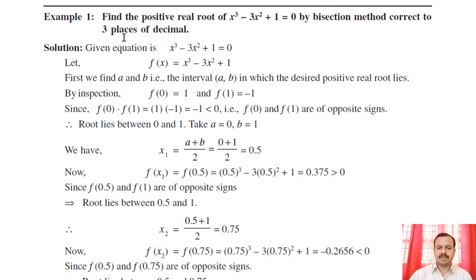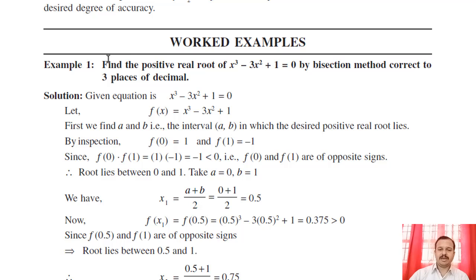Yes, this is the first example. Find the positive real root of this equation. The equation given here is x cube minus 3x square plus 1 equal to 0, by using the bisection method, correct to 3 places of decimal.